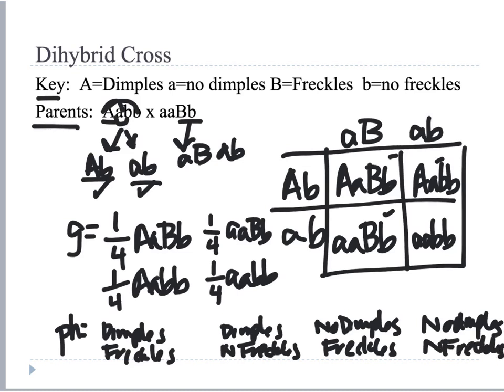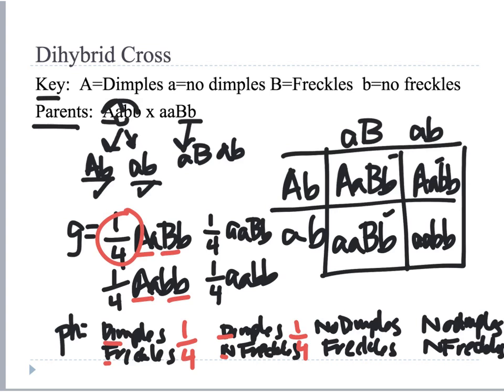Now I have to look at each one and see what I have. In the case of the first one, I've got dimples and freckles. I need dominant, and that's going to be found right here. That's 1/4. I don't have any other genotypes that have dominant in both the A gene and the B gene. I've got dimples and no freckles. That's a dominant and a homozygous recessive, which I have right there.